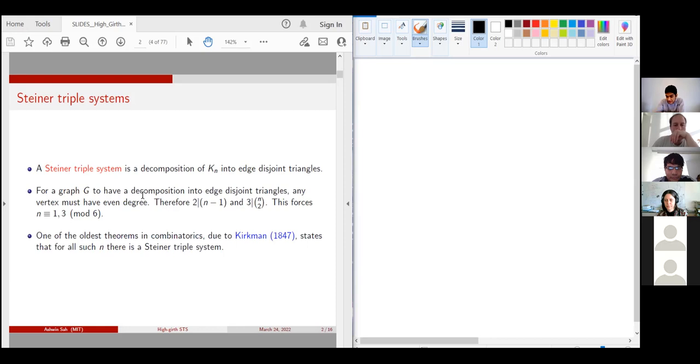And Kirkman showed a very long time ago, you could argue this is one of the first purely combinatorial statements, other than work of Euler and other such things, that he was already able to construct these Steiner triple systems for all such valid n, which is not a priori obvious that you could actually do. Even when n equals 7, you should convince yourself that you can do this. You get something called the Fano plane as a basic example.